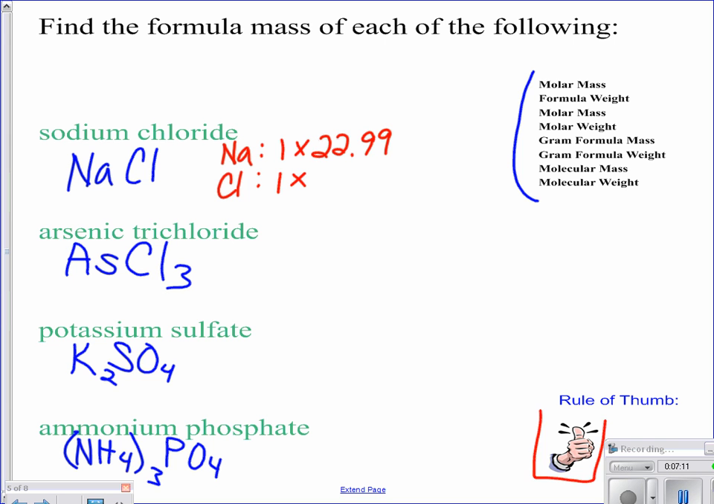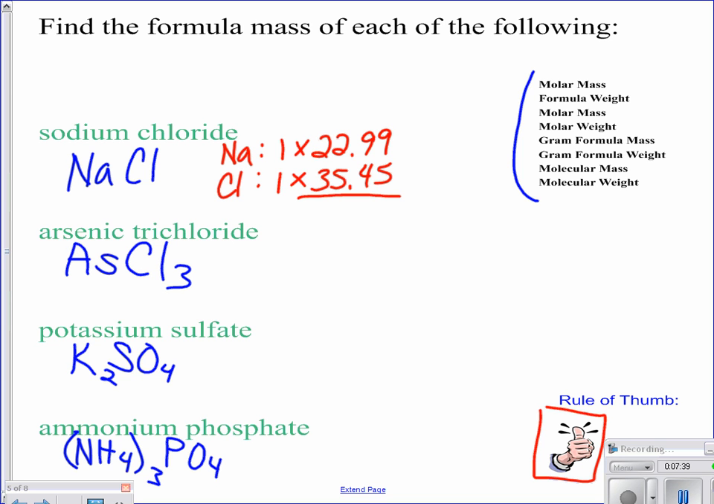Remember our rule of thumb that we talked about when we did average atomic mass? The periodic tables that you will be working with in class are rounded to 2 past the decimal. So just stick with what you have on your periodic table in front of you. Work with 2 past the decimal, the hundredths place. Okay, so our sodium is 22.99. Our chlorine, we look and see 35.45. So we found that from our periodic table.